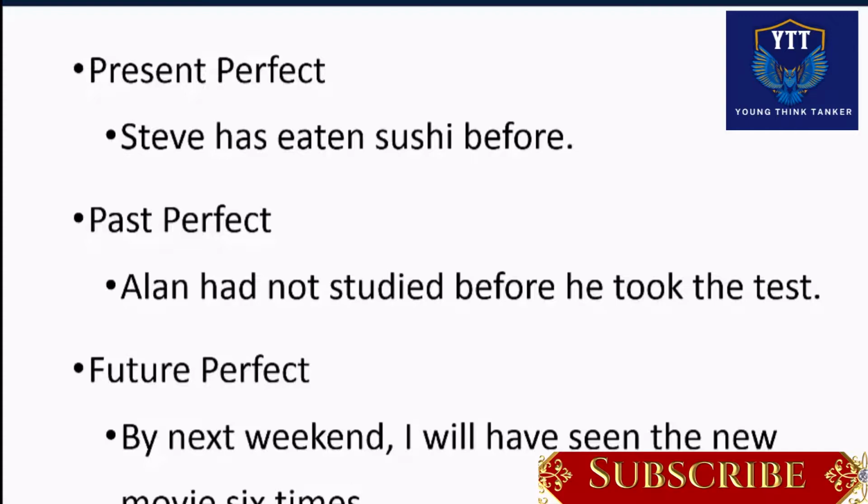Then we have future perfect. Future perfect refers to two actions in the future. Again, now is not important with future perfect. In this example, I will have seen the new movie 6 times by next week. The 2 points in time are seeing the movie and next weekend. So before next weekend, I will have seen the movie.